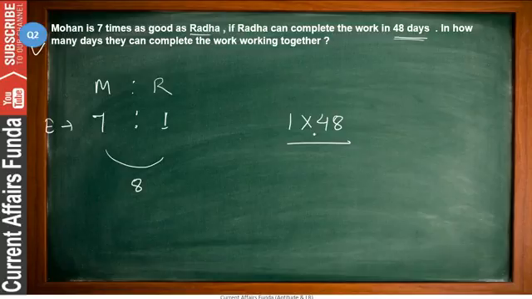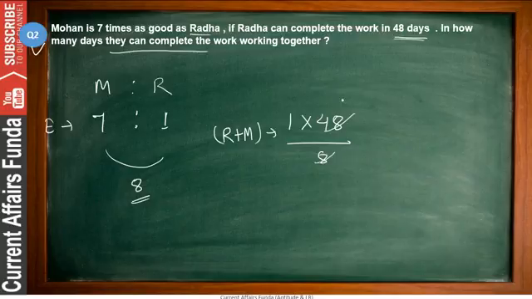Okay, and friends, in how many days can they complete the work? The question is asking in how many days Mohan and Radha can complete the work together. So the combined efficiency of Radha and Mohan is 7 plus 1, that is 8. So divide by 8, Radha plus Mohan, it will be 6 days. They will take 6 days combined to complete the work.